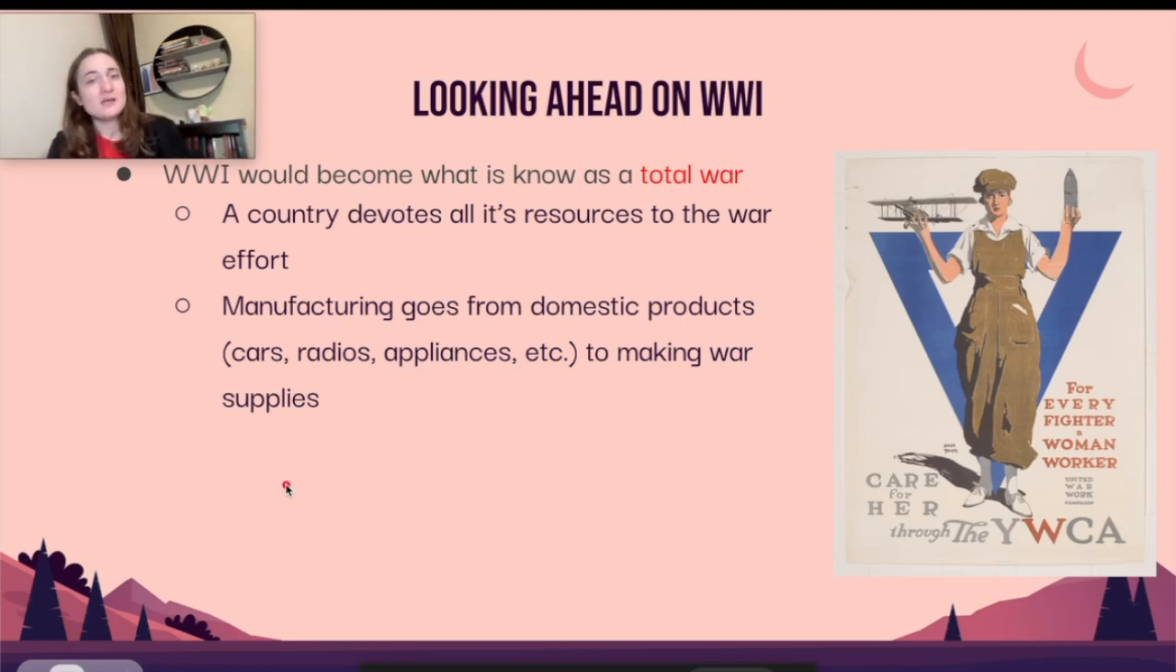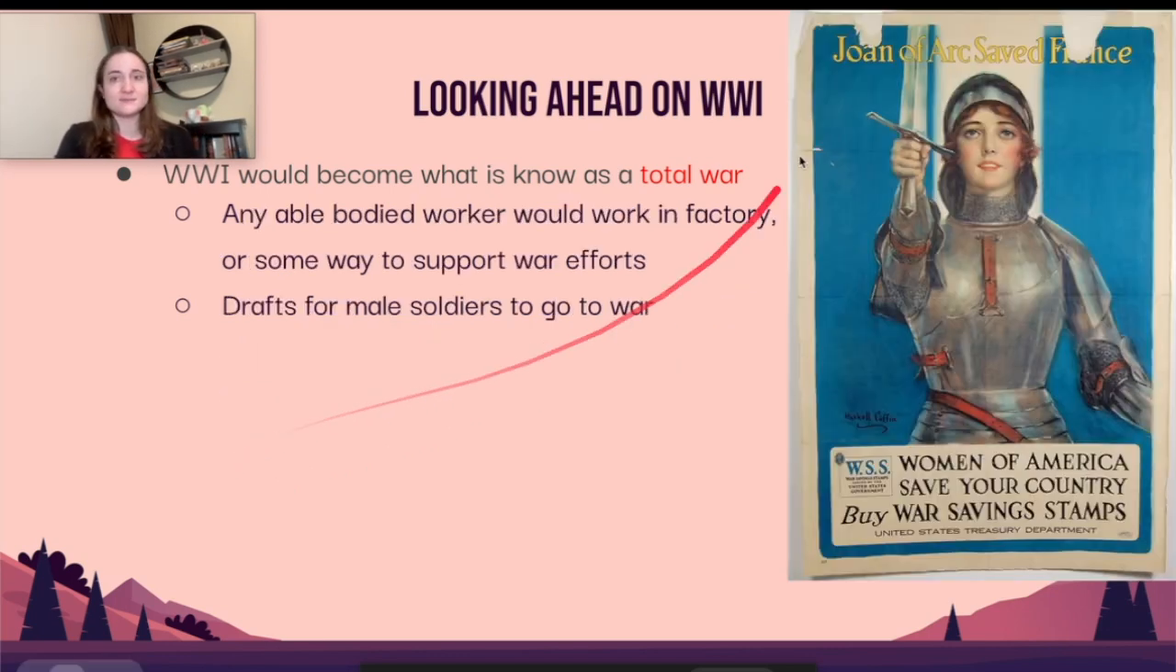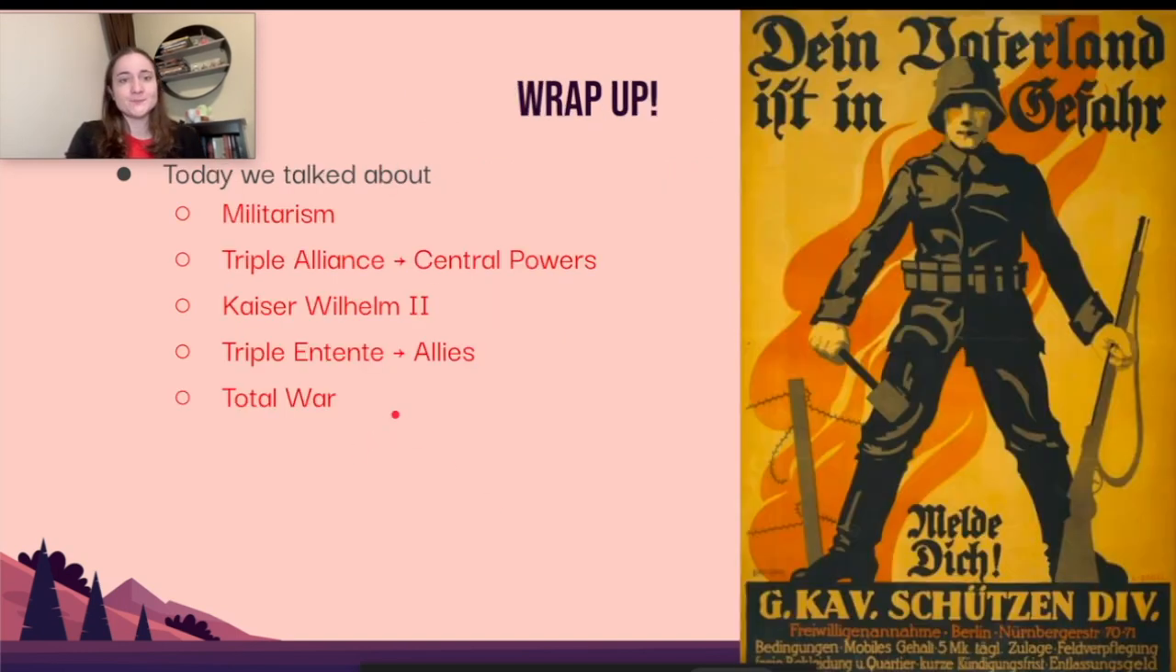So World War I would become known as what is a total war. Now, there are four aspects of a total war. First aspect is a country devotes all of its resources to the war effort. Second aspect, manufacturing goes from domestic products, such as cars, radios, and appliances, to making war supplies. Another aspect of total war would be any able-bodied worker would work in a factory or some way to support war efforts. And the fourth would be drafts for male soldiers to go to war.